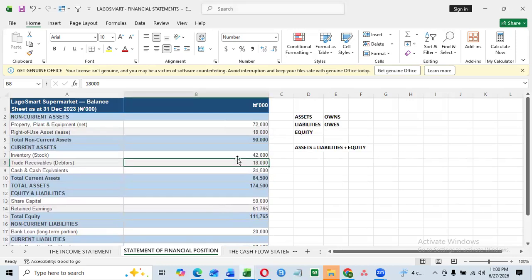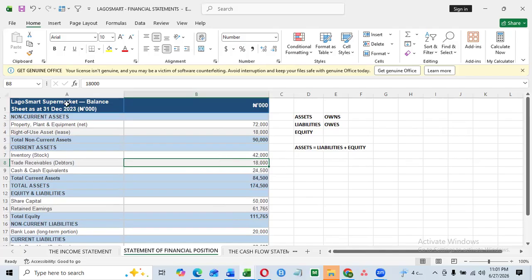Now, there is a common mistake many business owners make, and I want to clear it. They confuse profit with cash. And we need to know that you can have a profitable business that runs out of cash and shuts down. The cash flow statement resolves this confusion. It shows cash movement across 3 activities.